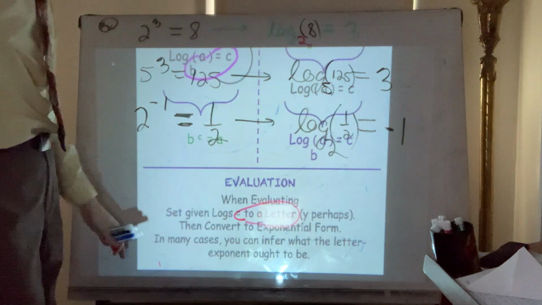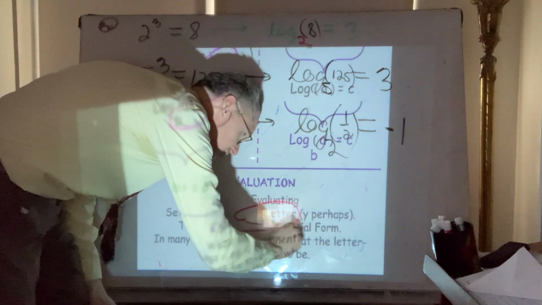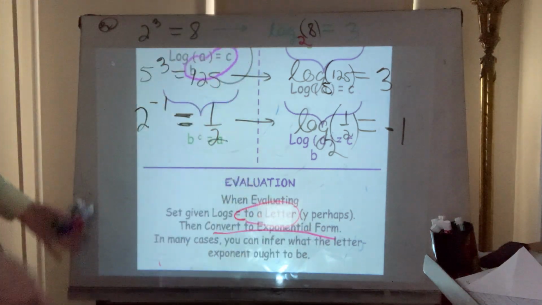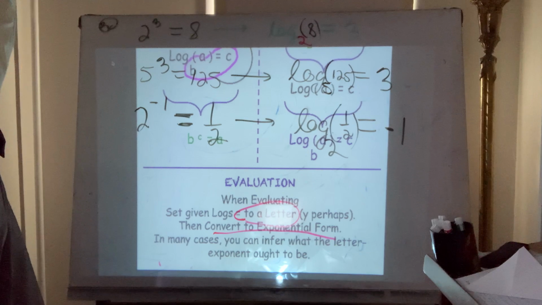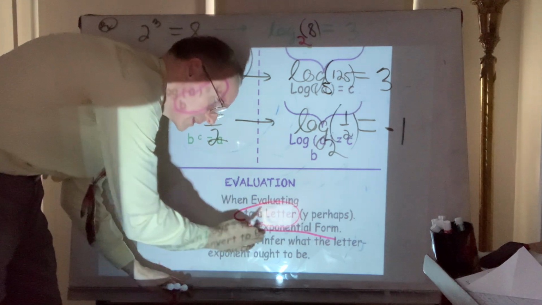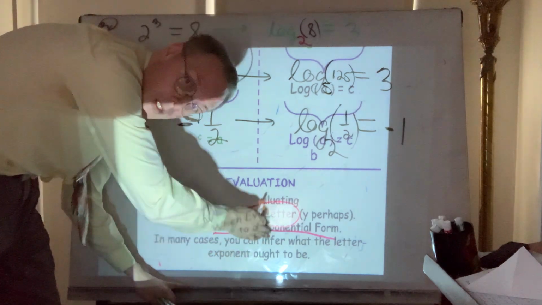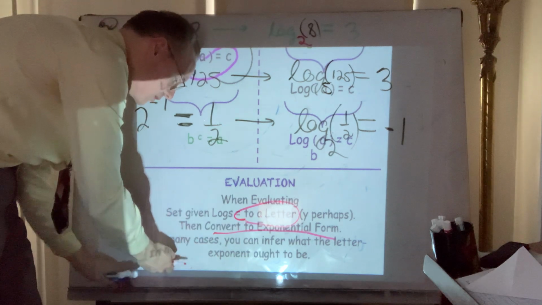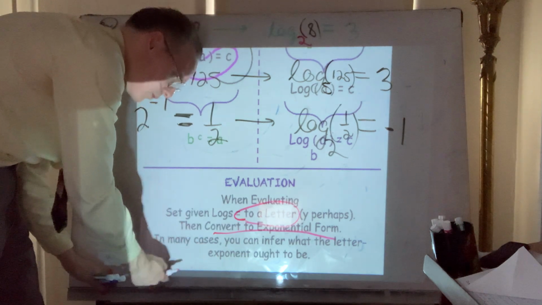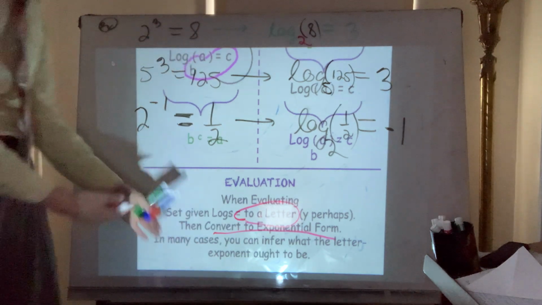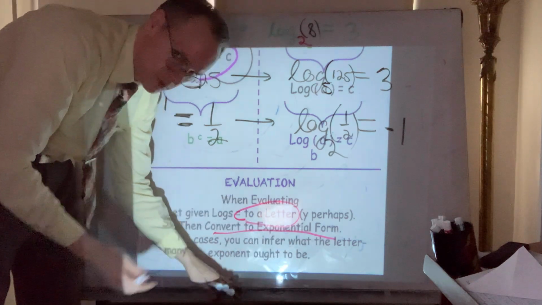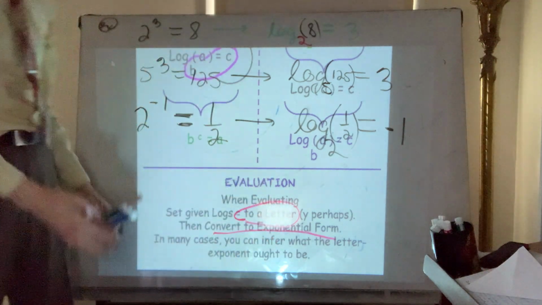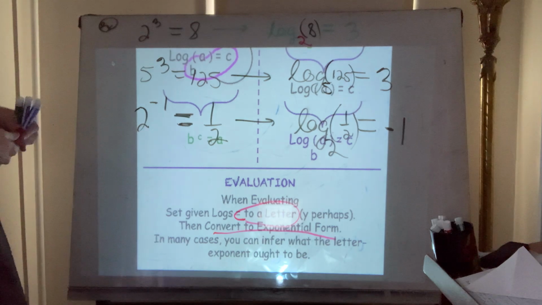All right. Then you convert it to exponential form. And in many cases, because we're not at section 6.5 or 6.6 yet, you could just simply infer what the letter ought to be. All right. There are techniques for figuring it out, but we're not really there yet, so we're just kind of getting our feet wet. So you will try to reason it through. You can infer what the letter ought to be by comparing the two sides, especially if they're the same bases. Right.